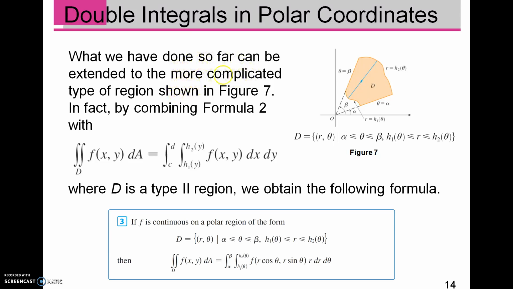So what we have done so far can be extended to a more complicated region, so outside just the polar rectangular region, and we want to look at the type 2 region here, where your x is a function of y, so we have h1 and h2, just like the type 1, type 2 regions in the rectangular that we did in 15.1 and 15.2. So here your r is between h1 and h2. And your theta is just going to be between alpha and beta here.